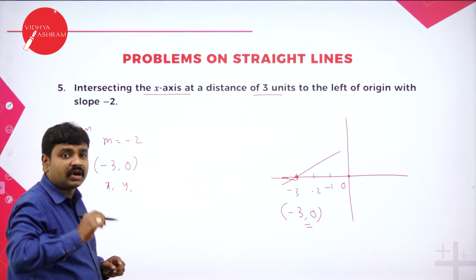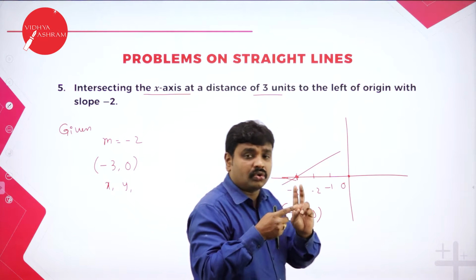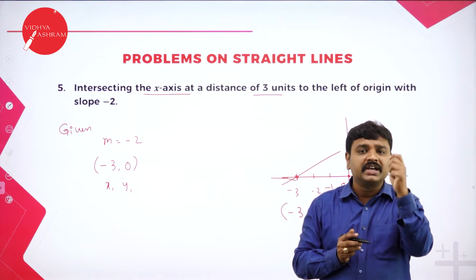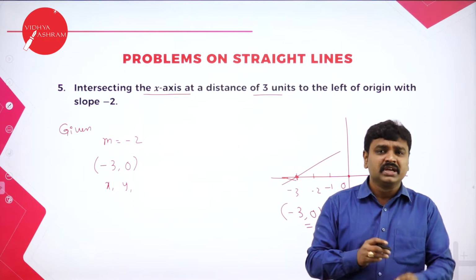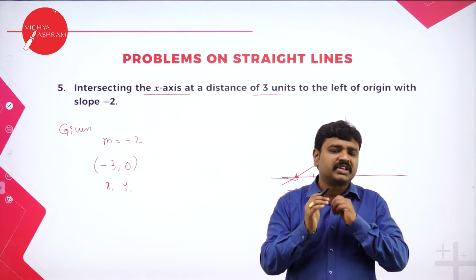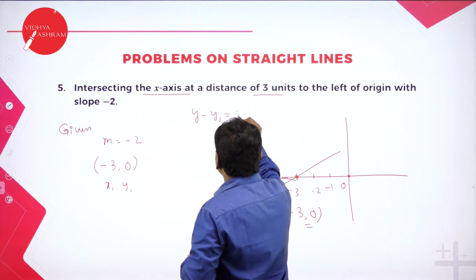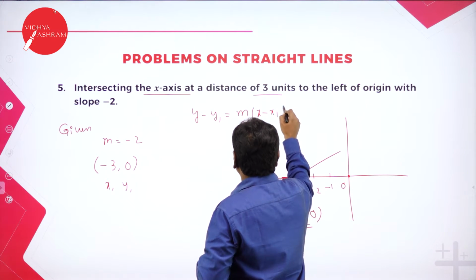Now what is a suitable form? You know M, you know point. When you know point and slope, what is the best form? Use point slope form. What is point slope form of line? Y minus y1 is equal to M into x minus x1. So now required line is y minus y1 is equal to M into x minus x1.